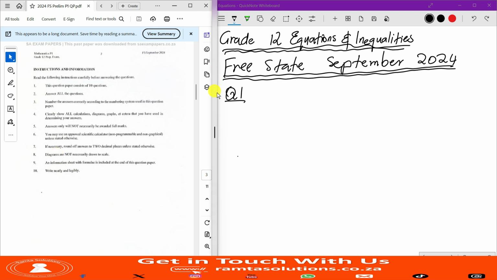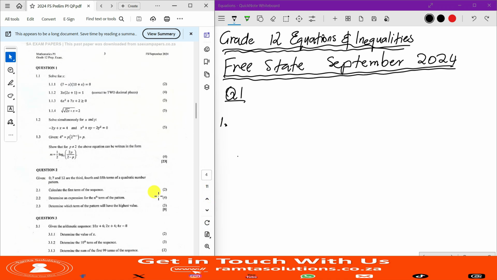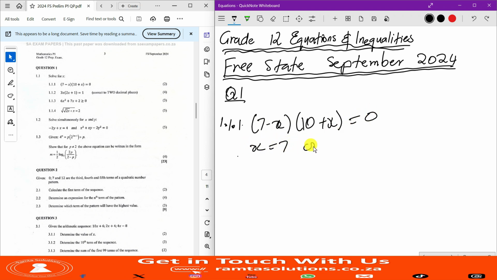So this one is from the Free State. 1.1, solve for x. 1.1.1, solve for (7 minus x)(10 plus x) equals 0. So this will be x equals 7 or x equals 10.